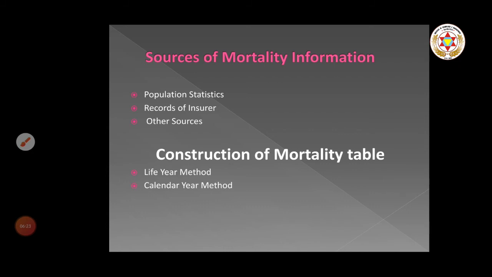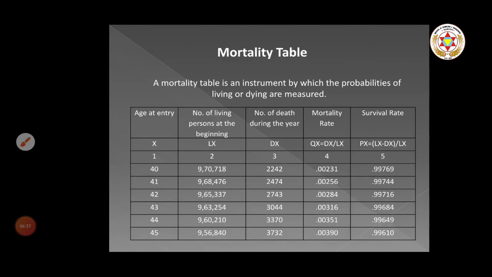So basically in the calendar year method, they select a particular time. Let's suppose they have selected the year 2020, right? So in the year 2020, they have to take the particular ages. Like in this example, we take data of a particular year. The year is not given, you can take any year. So basically this is an example, so this figure has to be supposed.